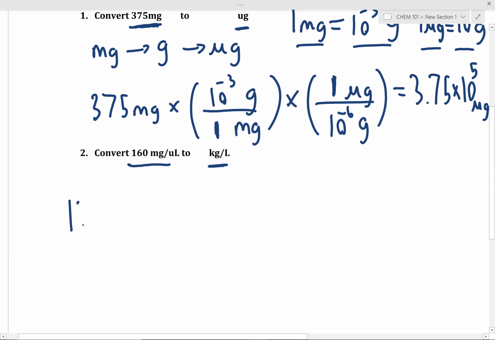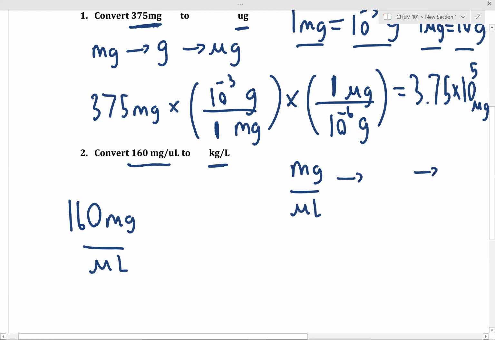So starting off, we have units of 160 milligram per microliter. Okay, so we're going from milligram to microliter, and our end goal is to reach kilogram per liter. Now, we're going to have to go through a few intermediate steps. So looking at the top of our unit conversion, what units are we going to go through? If we're going from milligram to kilogram, what's our intermediate unit? Grams. Okay, so we're going to go to gram per microliter.